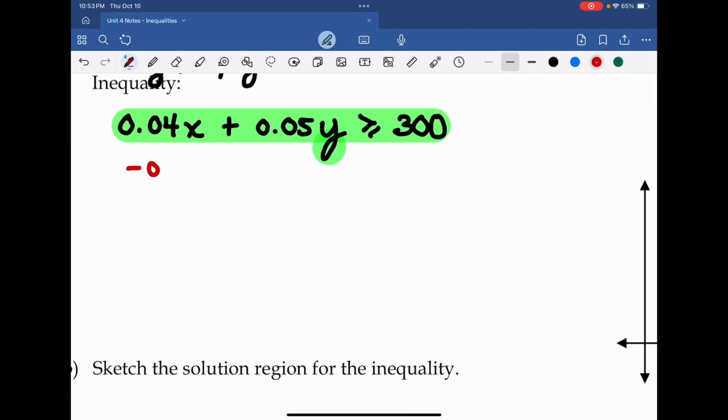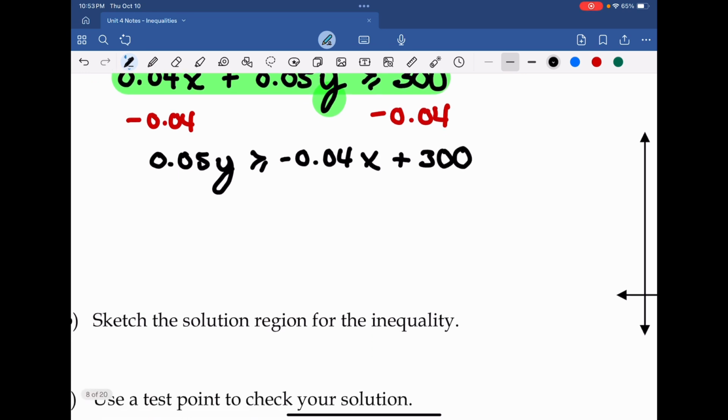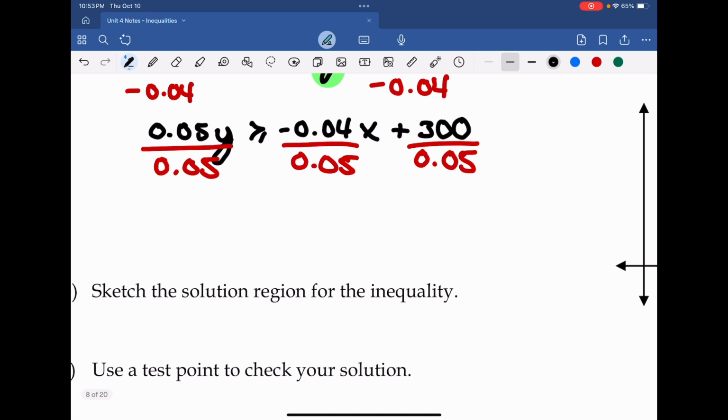To do that, I'm going to subtract the 0.04x and move it over. So 0.04x moves away. Now we're going to write it as 0.05 times y is greater than or equal to the negative 0.04 times x plus the 300 that was already on that side. I'm going to divide both sides by 0.05, and we'll do that to both terms here. Because we're not dividing by a negative, we will not flip the inequality. It's only when we divide or multiply by a negative that we would change it.